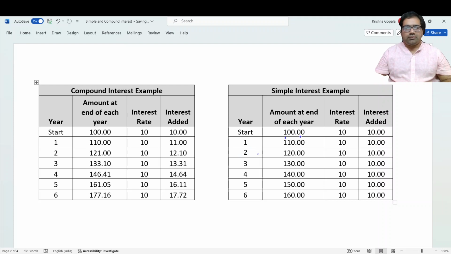So what that means is at the end of first year it is 110, at the end of second year it is 120, at the end of third year it will be 130, likewise.